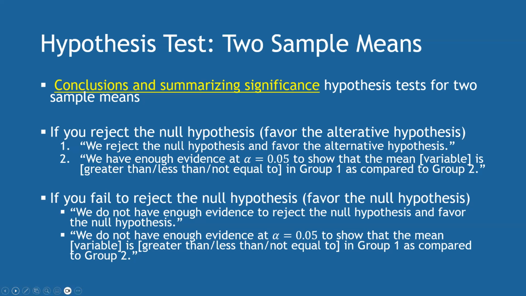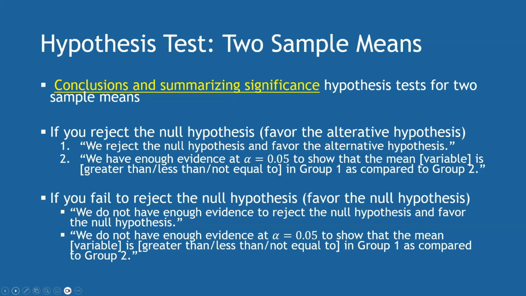So here I've given you a template of a good way to write these results. Where it says variable, that's where you would replace your continuous outcome. So if we were comparing BMI between two groups, you would say that the mean BMI is, and then you need to choose whether it's greater than, less than, or not equal to.